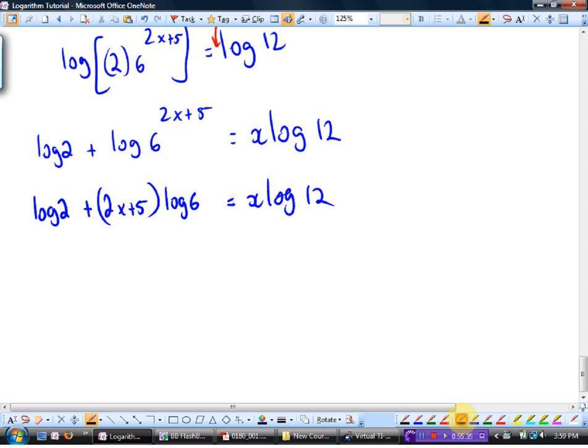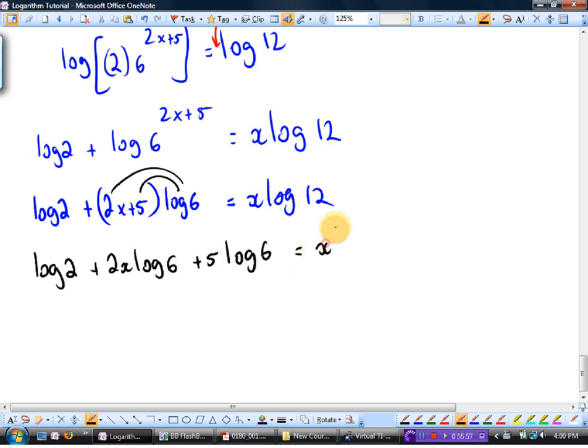Now what? What did I just write in here? Got to get rid of the brackets. Darn right. I'm going to go like that and like that. So I'm going to get this: log 2 plus 2x log 6 plus 5 log 6 equals x log 12.